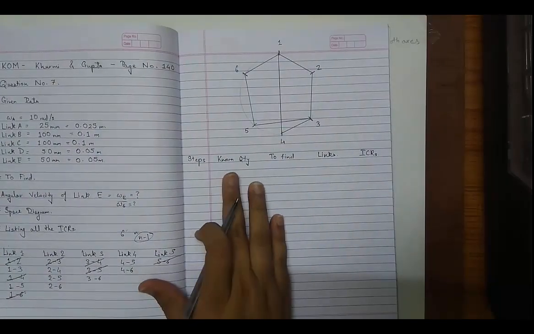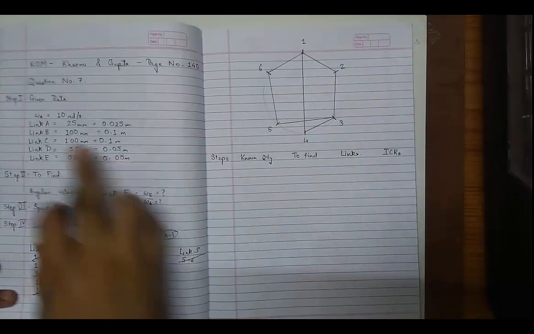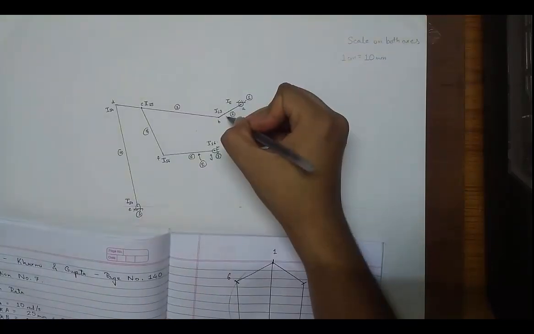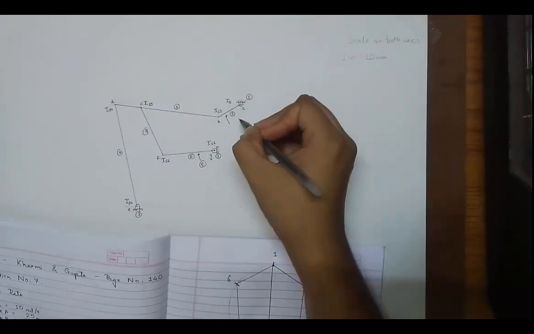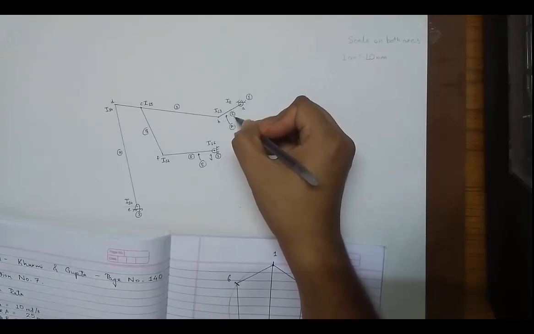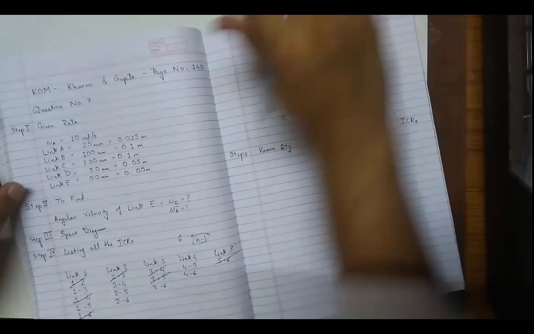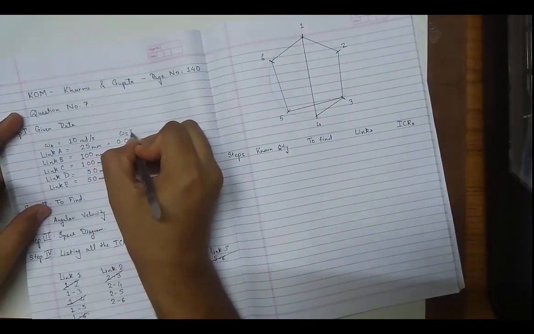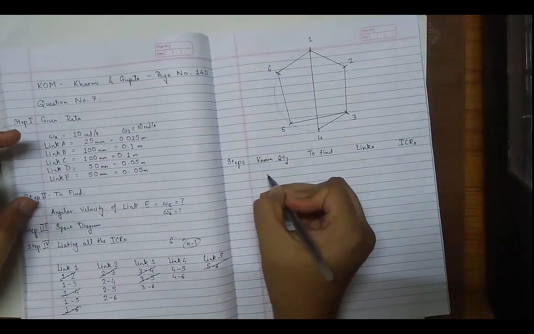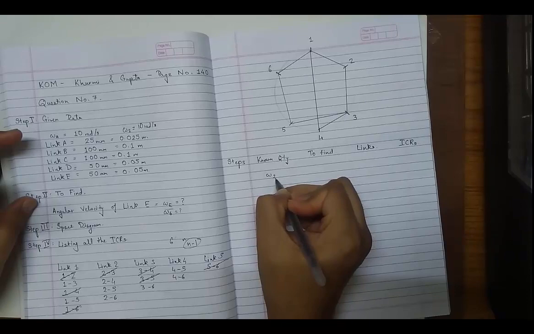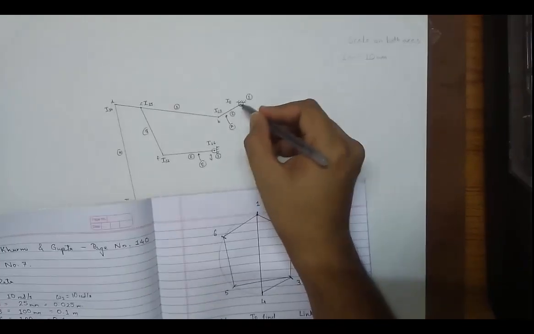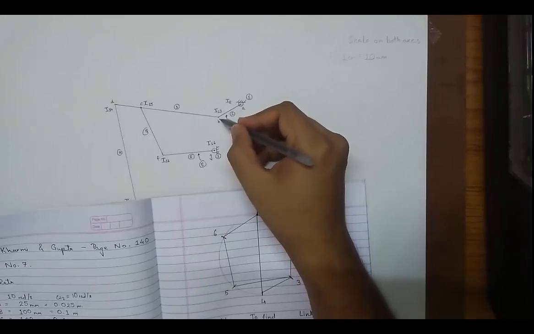Which is the first known quantity? We know only one quantity: angular velocity of A. If you look at the question, this link is named as A by them. We have named it 2 because I don't like alphabets. So what do we know? We know angular velocity of 2 is 10 radians per second. So that is the first thing that is known to me, angular velocity of 2. Now using angular velocity of this link, I can find out the velocity of B.